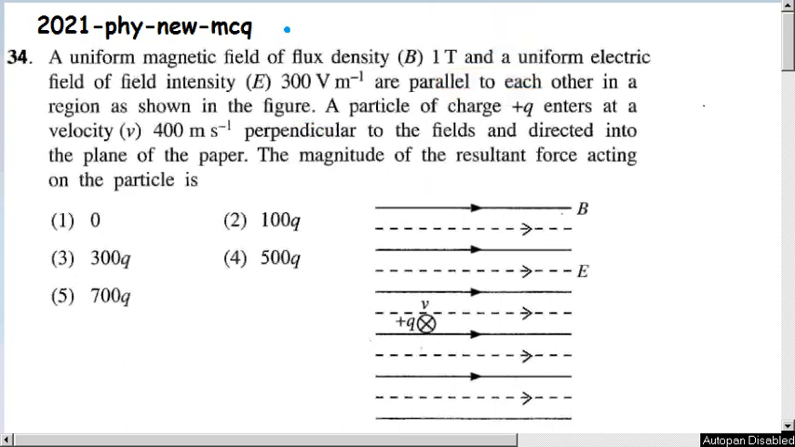So these are electric fields shown in dashed lines. These are magnetic fields shown in thick lines.